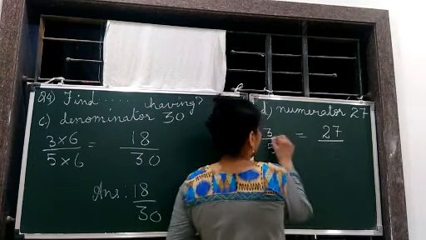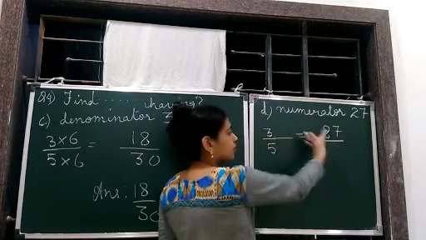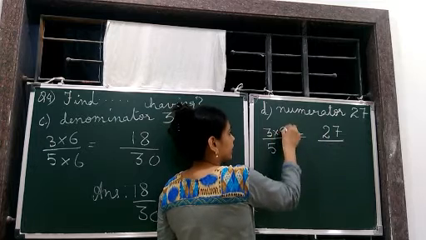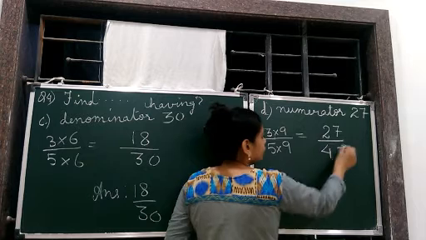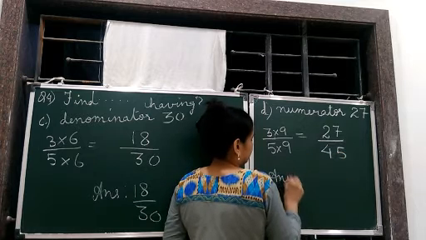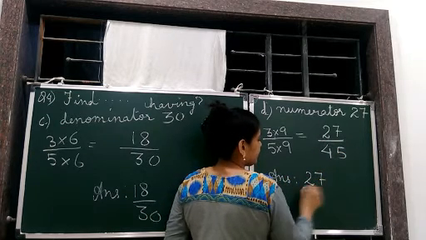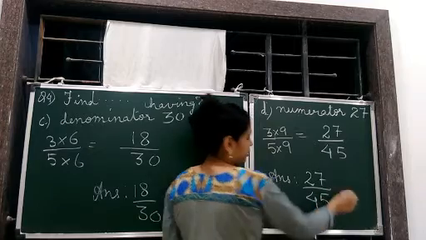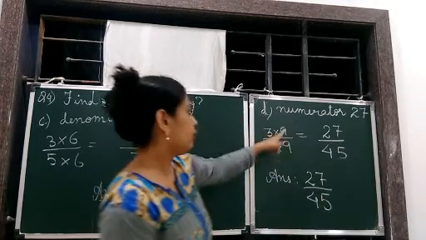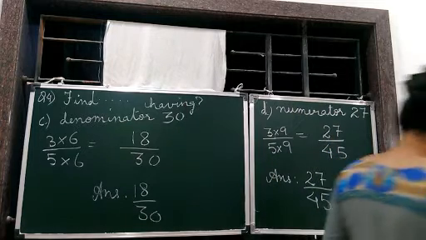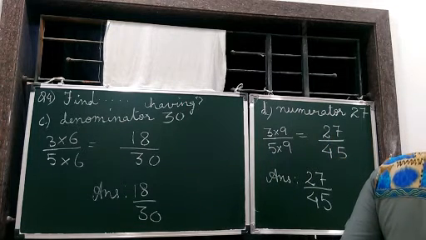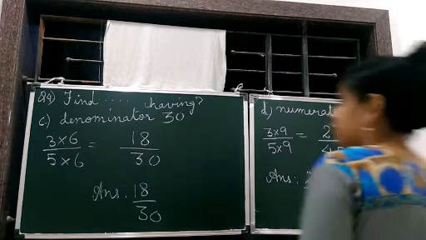Okay. So here, what should you multiply to this 3 to get 27? 3 9s are 27, then 5 9s are, 5 9s are what? Answer: 27 by 45. Okay? Whatever you are multiplying up, obviously you will multiply down also. So that's how you get your answer. Answer is 27 by 45. Now we go to question number 5.